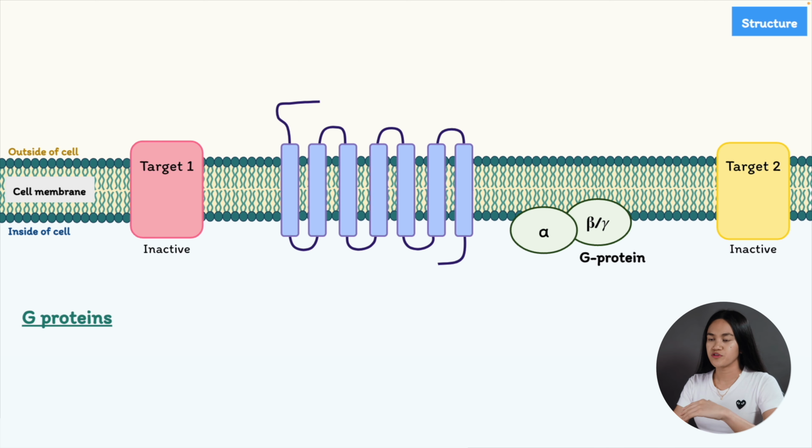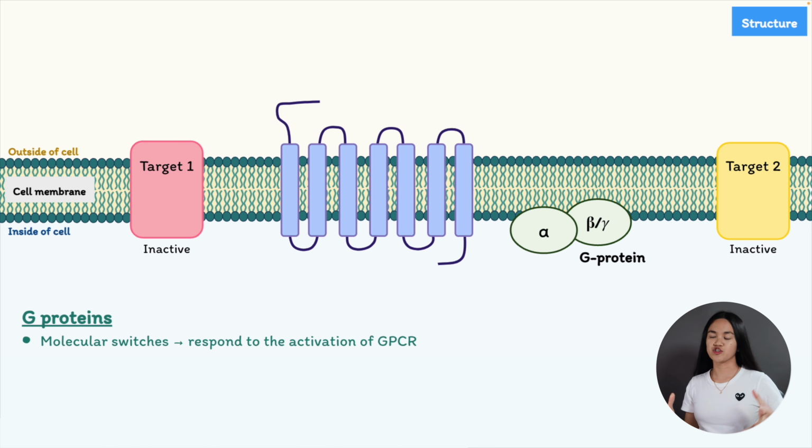Functionally, G proteins operate as molecular switches. They respond to the activation of G protein coupled receptors and effectively relay signals from the receptor to various effector systems and signaling mechanisms within the cell. This intricate relay mechanism is really important for communicating information from the receptor to the network of cellular response pathways.